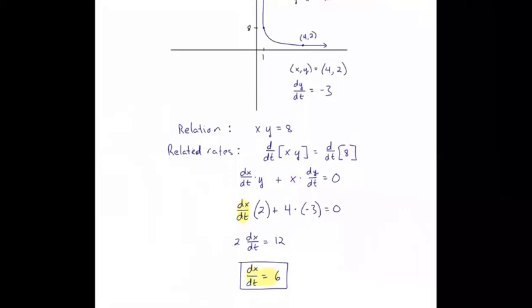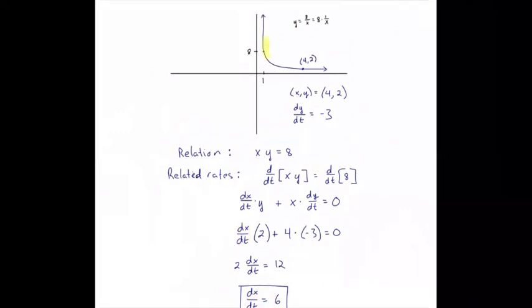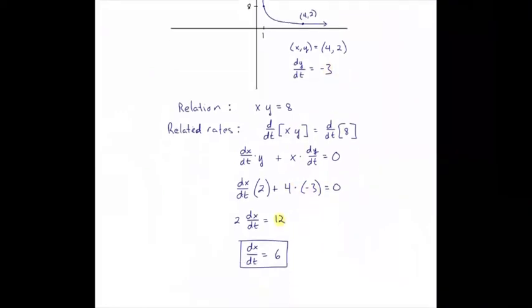So, and that answer makes sense, right? When I look at this picture and think about this graph, if y is decreasing, my x values are increasing. So I should get a positive rate for x. Had I not put a -3 here, I'd have a +3. And this would make this a +12, and that would make this a -12, and that would make this a -6.